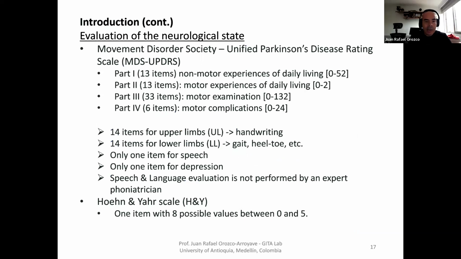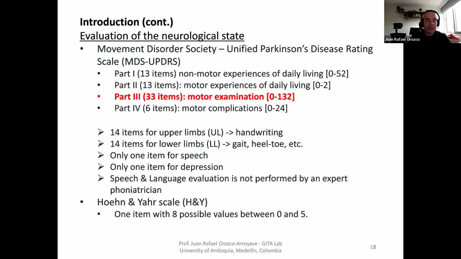Now, clinically, how are all of these phenomena evaluated? There are several evaluation batteries in clinical practice, and the most typical one, the gold standard around the world, is called the Movement Disorder Society Unified Parkinson's Disease Rating Scale, MDS-UPDRS for short. It has several parts, and one of them is specifically focused on motor examination. That is what we use in clinical practice when we evaluate our patients.